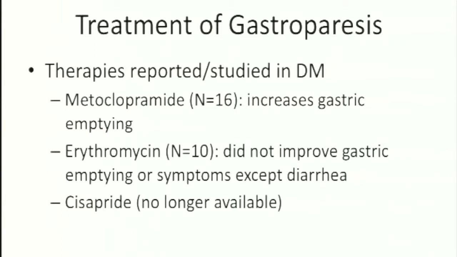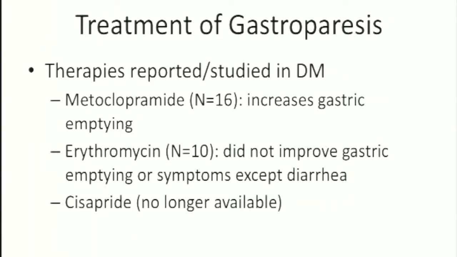The therapies that have been studied in DM are metoclopramide, or Reglan, which was reported in a study that included 16 patients; it increases gastric emptying, but with minimal improvement on symptoms. Erythromycin in 10 patients did not improve gastric emptying or symptoms, but it actually helped with diarrhea.